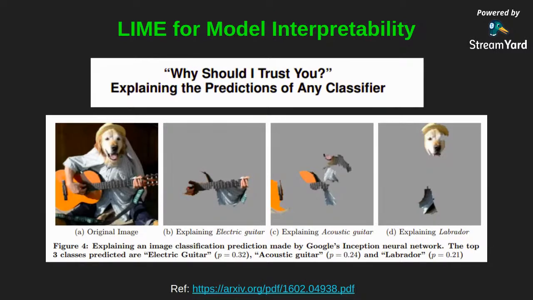LIME was traditionally designed to identify biases in the model or give interpretability to the model. In this example, when this image is passed to LIME, it says which pixel values inside those images are responsible for that image being classified to different classes. So this is how LIME works.